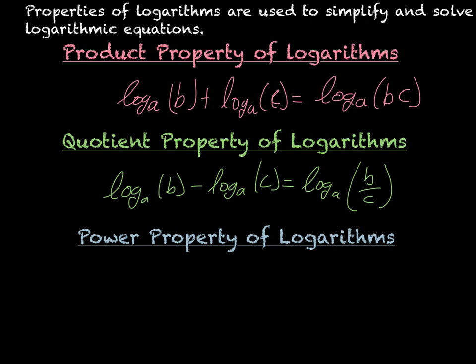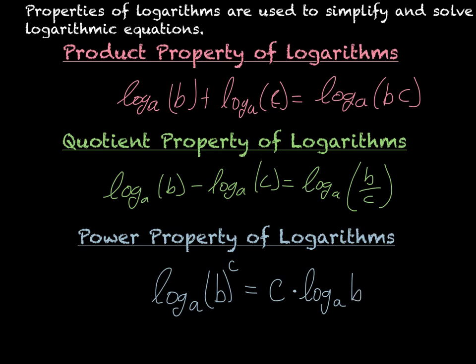And finally, the power property of logarithms says if you have log base a of b to the c power, then you could write it as c times log base a of b. So you can bring the power up front. These are what we call the basic properties of logarithms. There's a few more we'll talk about in a little bit after some examples.